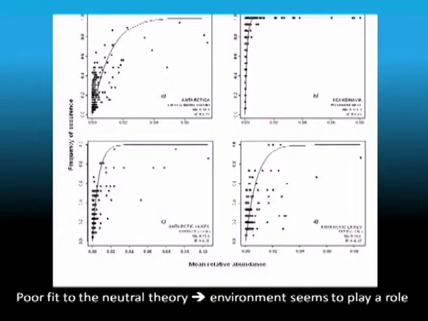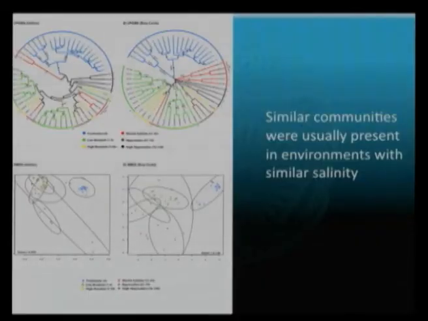And what we see, just to summarize, is that in general the fit to the neutral theory is quite poor. And it's hypothesized that if you don't have a good fit to a neutral theory, you need to start thinking about the environment having a role. When we started to do some analysis on community composition, we saw that communities present in environments with similar salinity tended to have a similar community composition.